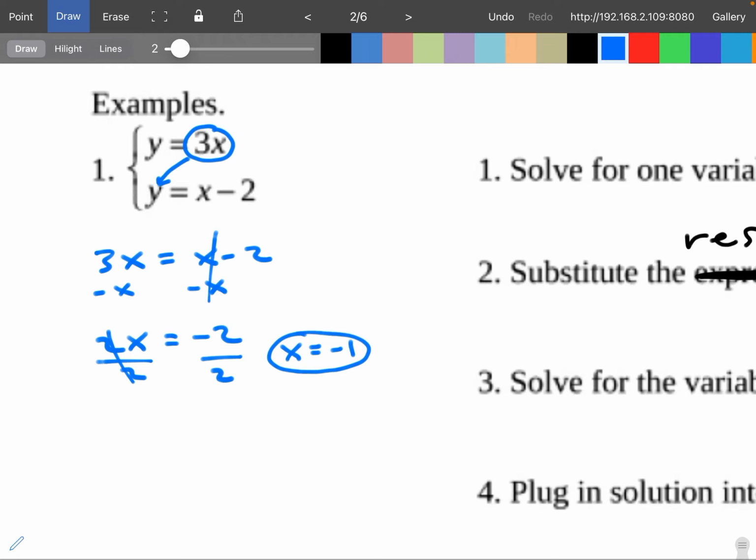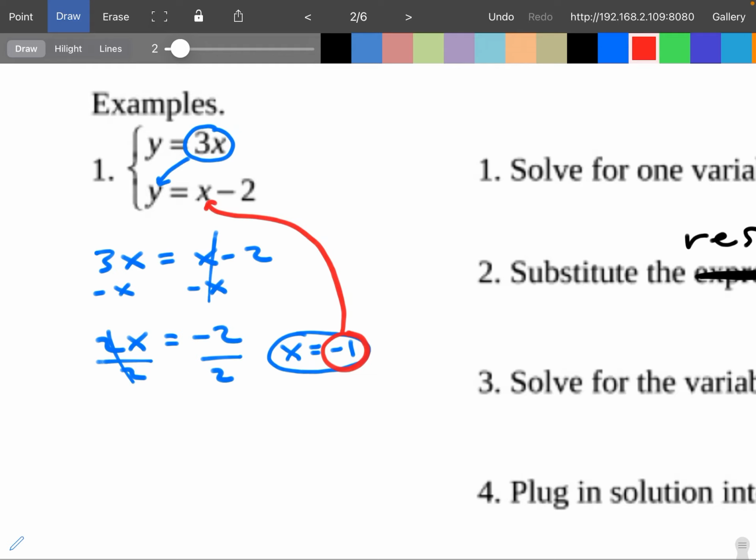And then to finish, we just divide both sides by 2. These cancel out on the left-hand side, and we get x equals negative 2 divided by 2. Negative 2 divided by 2 is negative 1. So there's half of your solution right there. You got the x coordinate. Now you got to find the y coordinate.